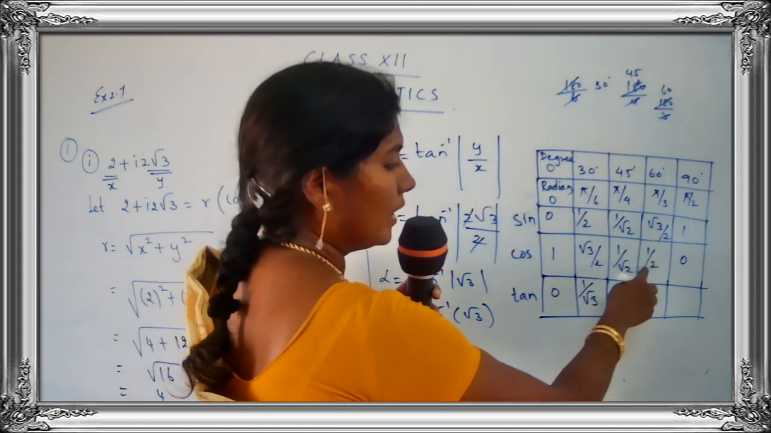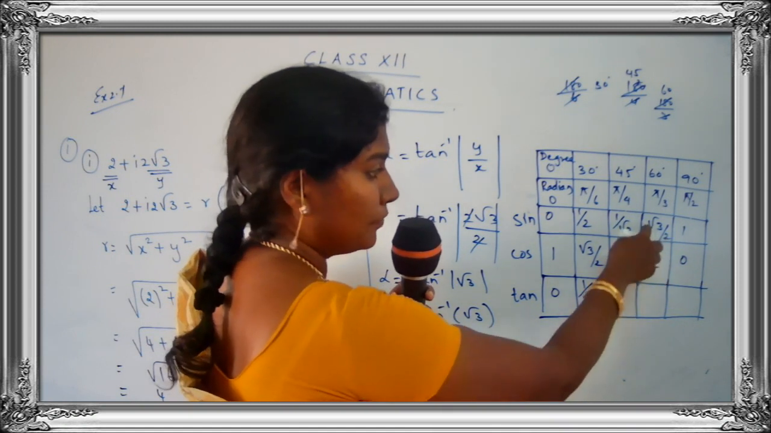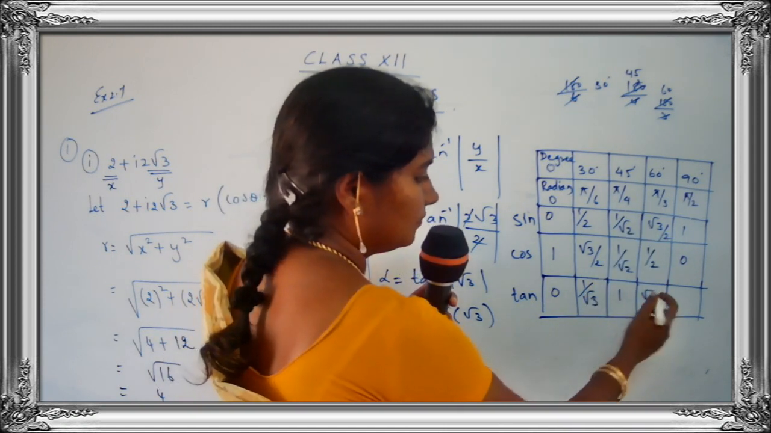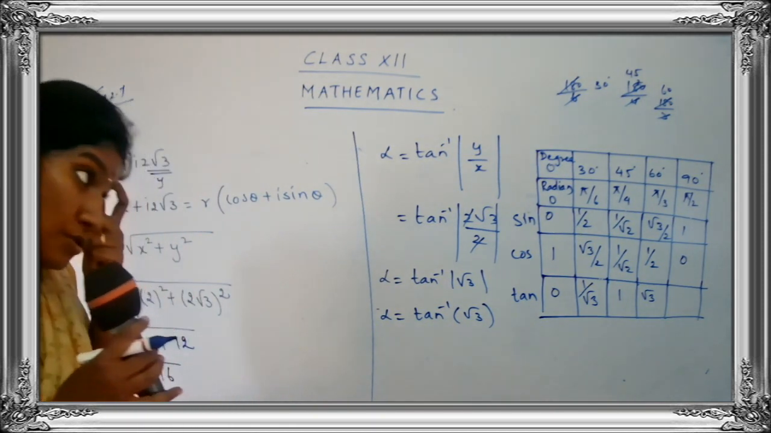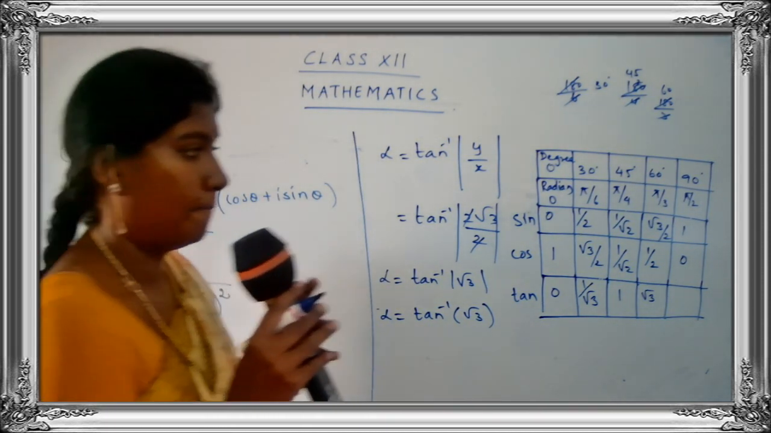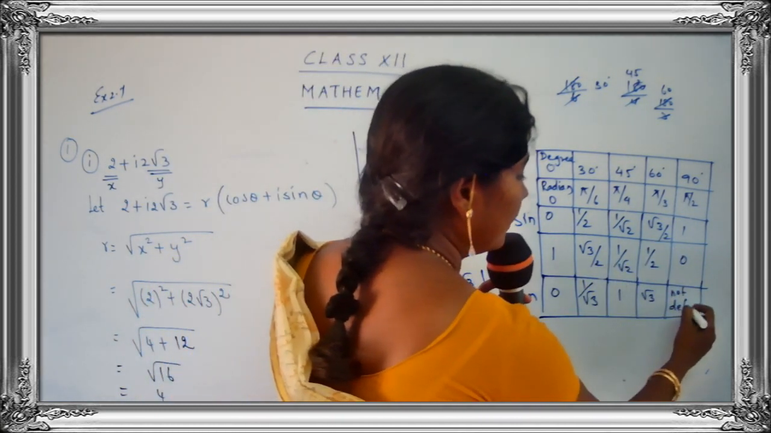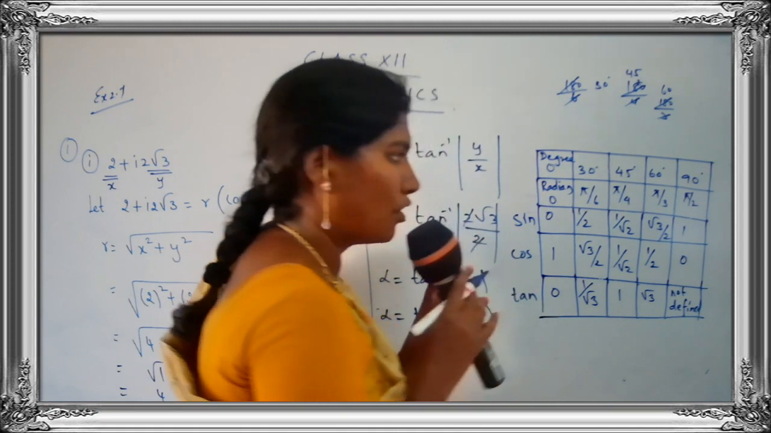Root 3 upon 2, 1 upon 2. See again, the denominators are same, 2 and 2. So you get the answer as root 3. So root 3 upon 1 is root 3. Here 1 upon 0 is not defined. We cannot divide 1 by 0, so not defined.